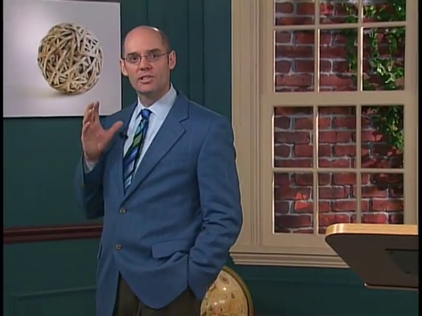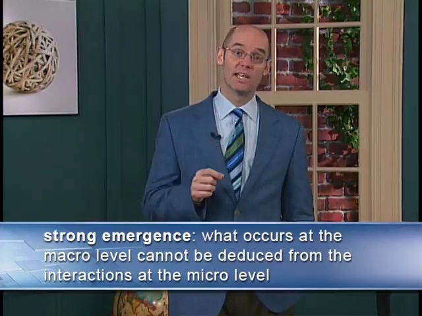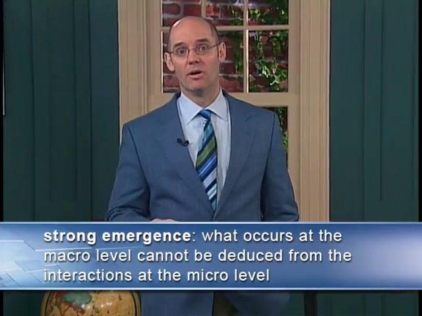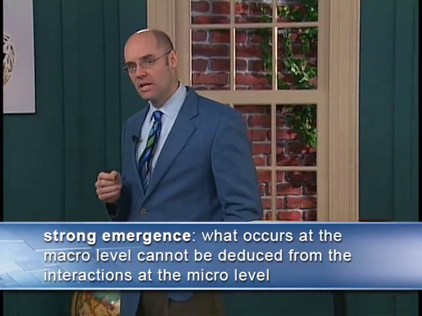So now we're going to get to the point of a controversy, a current controversy. Everyone, well, almost everyone, accepts that some macro-level phenomena, like consciousness, are emergent. The controversy stems from whether or not we can or ever will understand all emergent phenomena. There are some people who believe that there are some macro-level properties, like consciousness, that we're never going to be able to understand. And they call these strong emergent phenomena. So strong emergence says that what occurs at the macro level cannot be deduced from the interactions at the micro level.